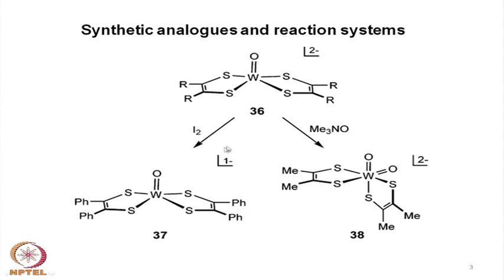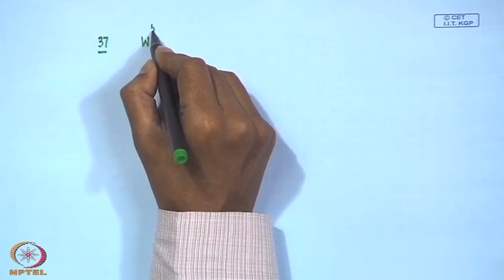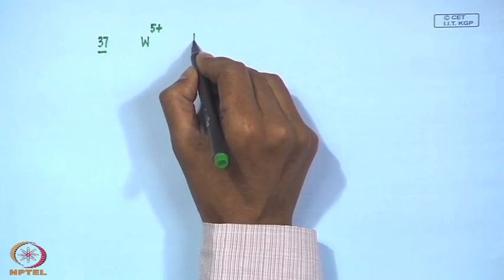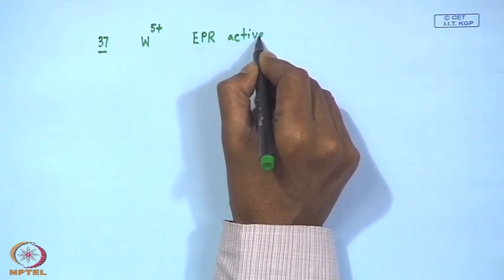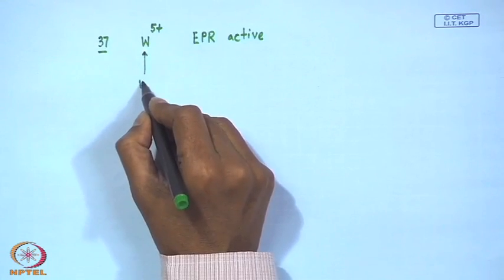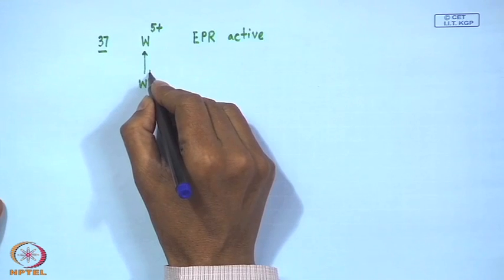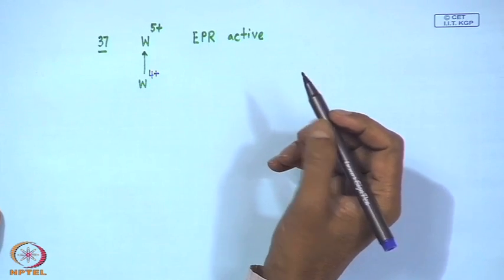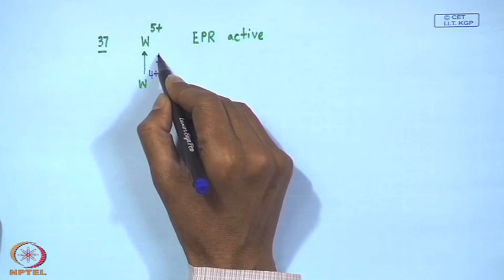So, it will have one less negative charge on the anionic part of the compound. So, 37 is therefore the corresponding pentavalent compound. This 37 is bearing tungsten in the pentavalent state, so it would therefore be EPR active. Just by doing this reaction, we should be able to oxidize some of these compounds, particularly the biological compounds, the enzymes, the tungsten enzymes. We can go for the oxidation of tungsten 4 plus to tungsten 5 plus by simple oxidation with iodine.